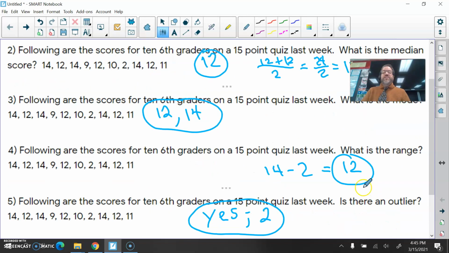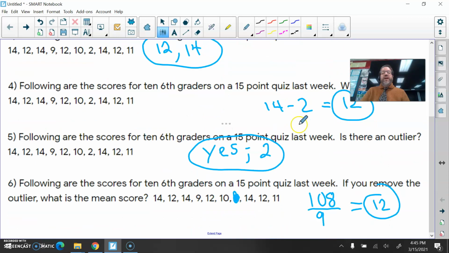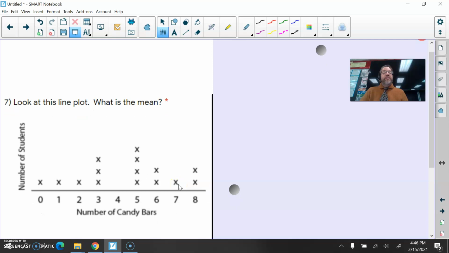Okay, so that's interesting. We had a mean of 11 when we included all the scores. The mean now has moved up to 12 once we remove that outlier score. So the mean really went up by removing that outlier, a full point. All right, number 7, now we're looking at a line plot here.